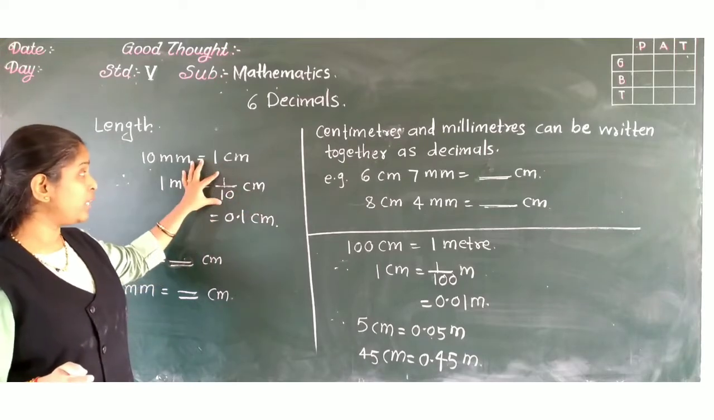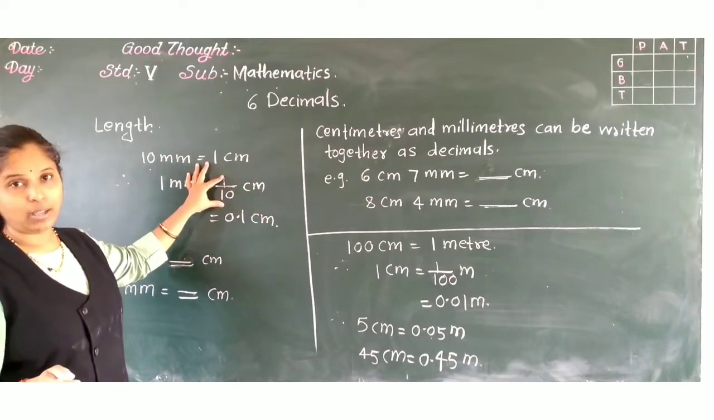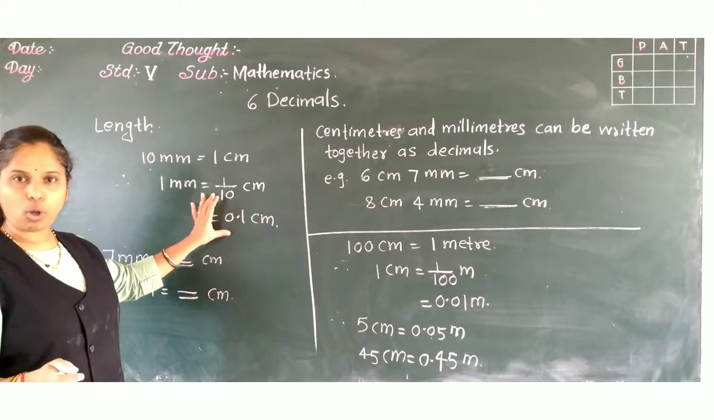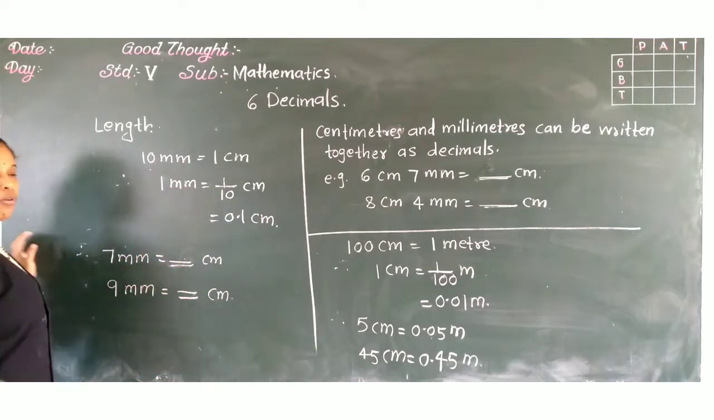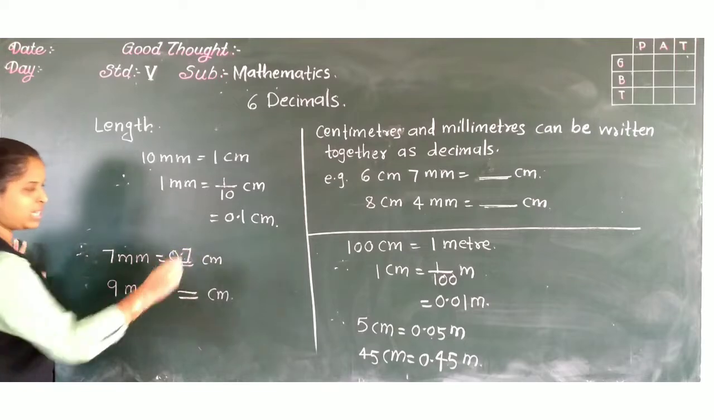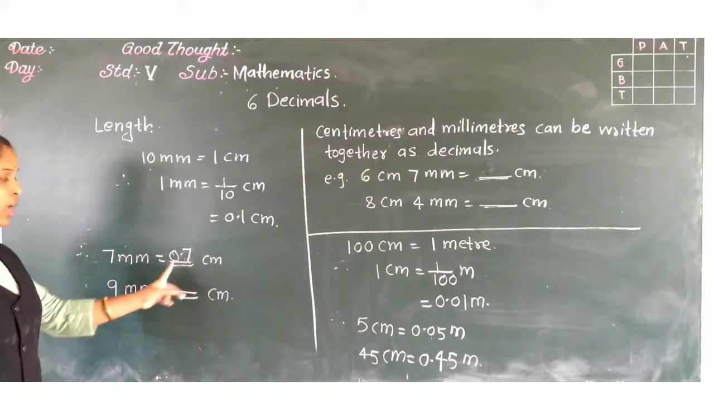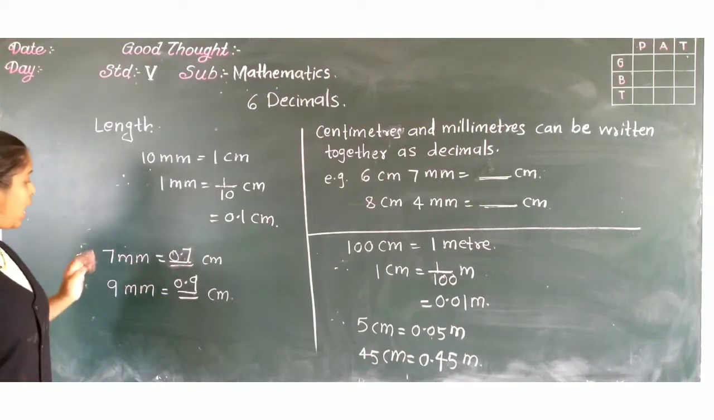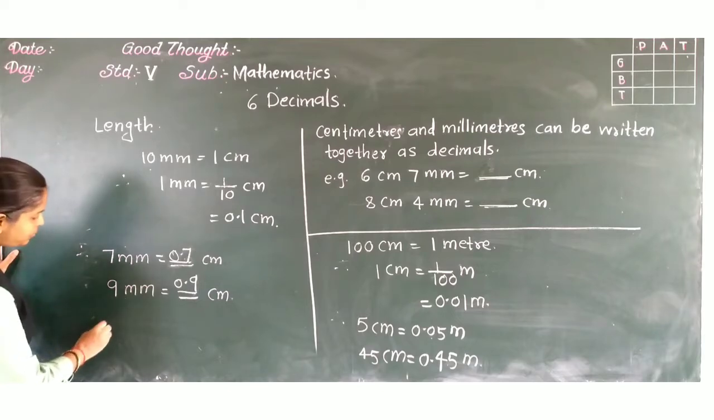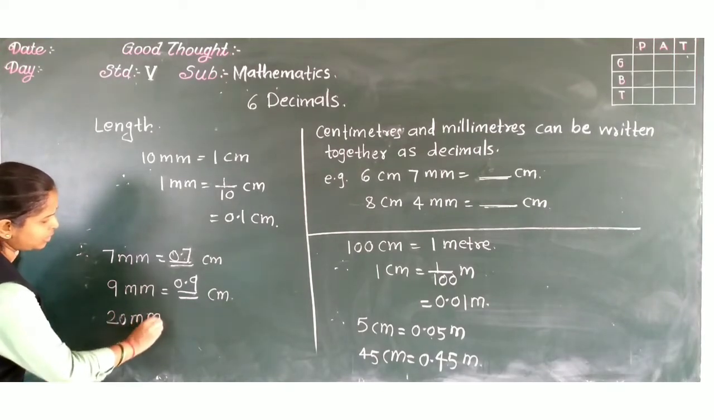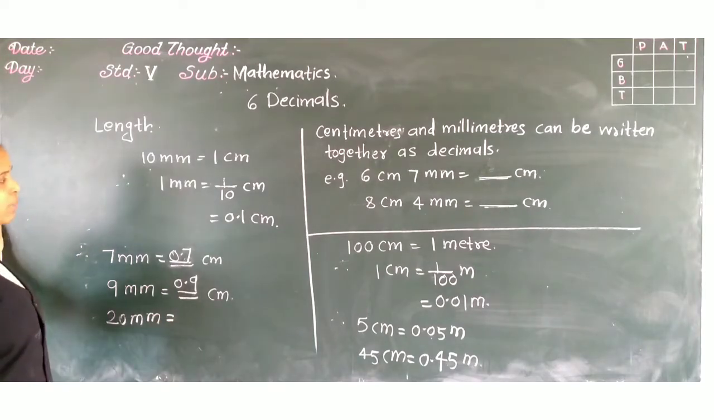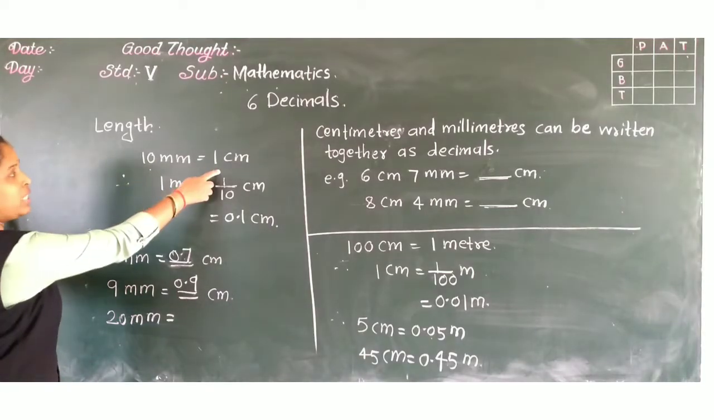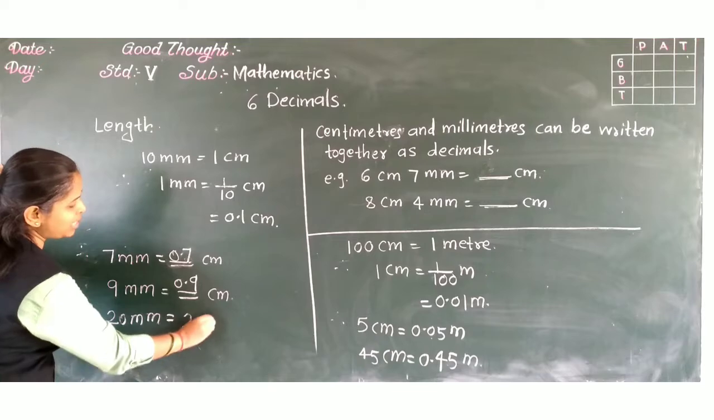How do we write this 1 upon 10 using decimal? In decimal form, 0.1 centimeter. Correct? This we have learnt already. Now, so 7 millimeter, how will you write? 0.7 centimeter. Okay? And 9 millimeter, how will you write in centimeters? 0.9. Follow? And if this is there, 20 millimeter. Correct? Then how many centimeters will it be? 20 millimeter is equal to, 10 millimeter means 1 centimeter, so 20 millimeter is equal to 2 centimeter.